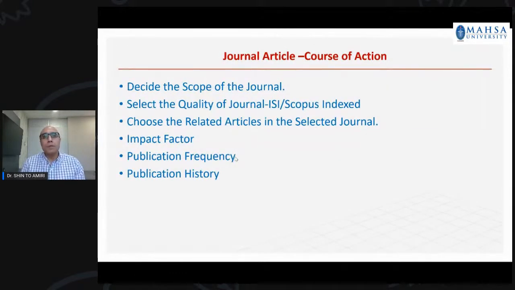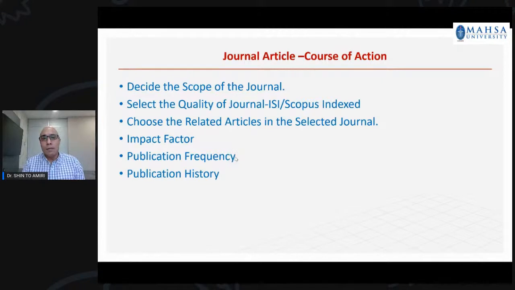So, first of all, we have to decide which journal is suitable for our manuscript, right? By reading the scope of the journal, we can make sure that, okay, that journal really suits my manuscript, my article, my review, or whatever the article is going to be published.